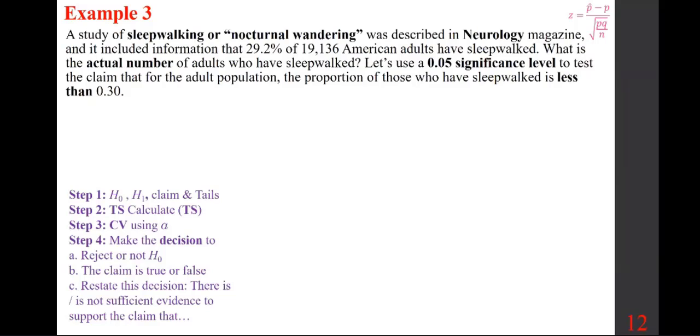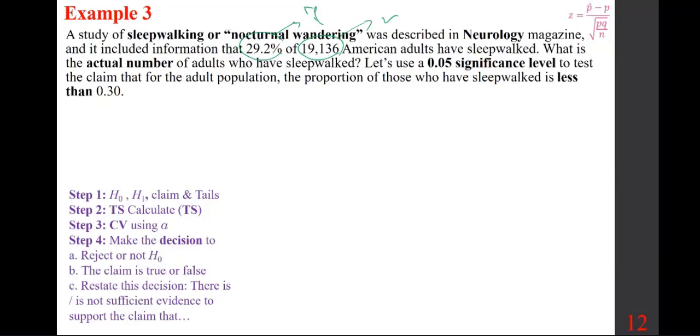Before we do the test of hypothesis, to answer that question, first let's see what is given. Obviously, we either sleepwalk or we don't. Two outcomes, two categories. So that's a binomial distribution. We have this number and this number. This is n, and this one is p hat, because 29.2% of those 19,136 adults have sleepwalked. So that's p hat.